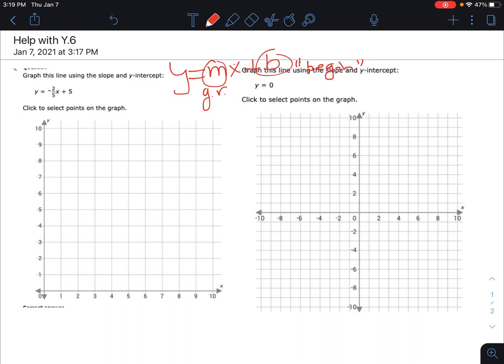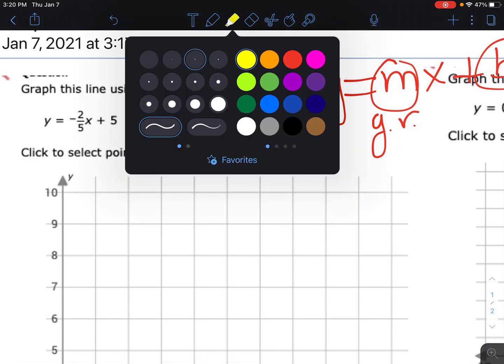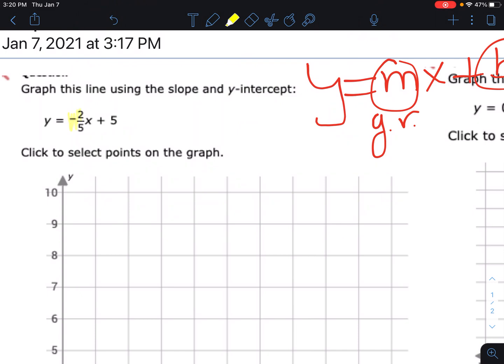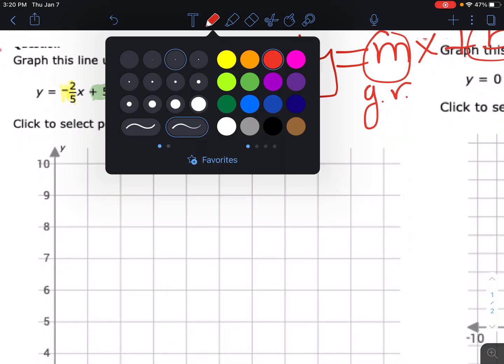on the y-axis. Okay, so I just screenshotted 4 questions that some of you were having problems with, and I'm going to go over those. So the first one, if we look at y equals negative 2/5 x plus 5, the growth rate is negative 2/5. It should be going downhill because it's negative. And my y-intercept is 5, so I'm going to begin at 5 on the y-axis.